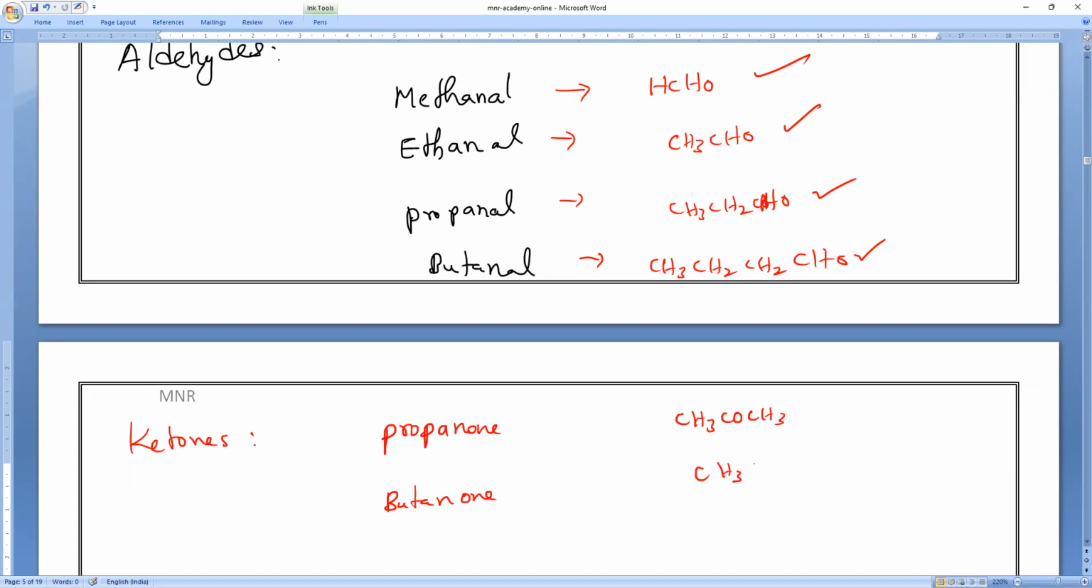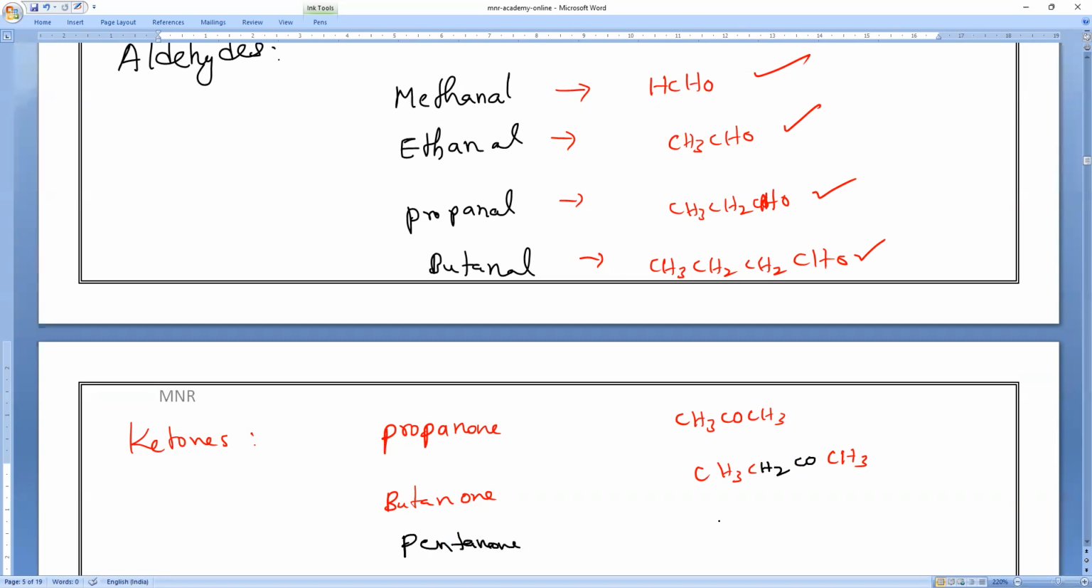Butanone means CH3COCH2CH3. Okay, so that's all. You can write it however you like, or you can also write CO in front and CH2 here. Your choice: CH3CH2COCH3. So butanone is over. Next one, everybody, what?